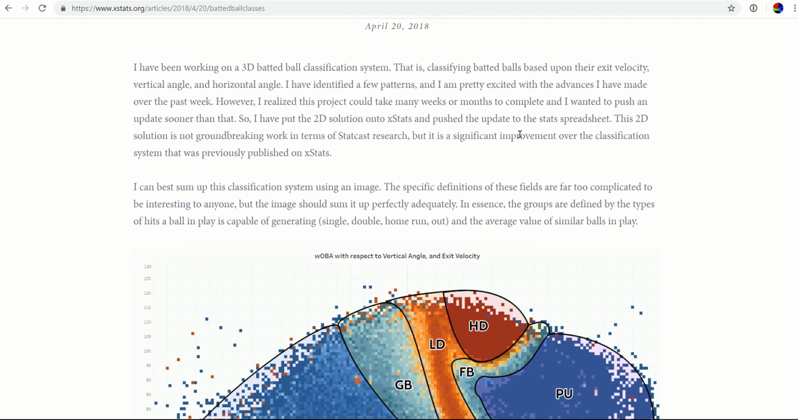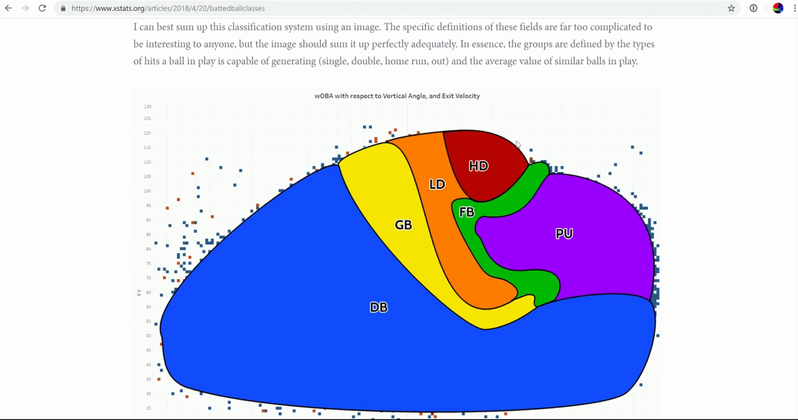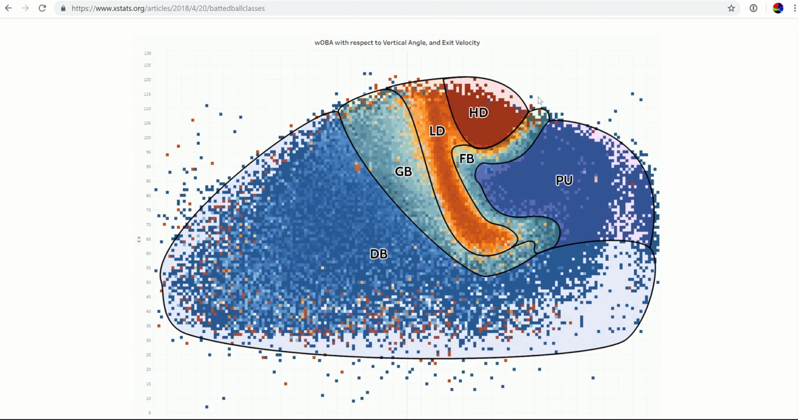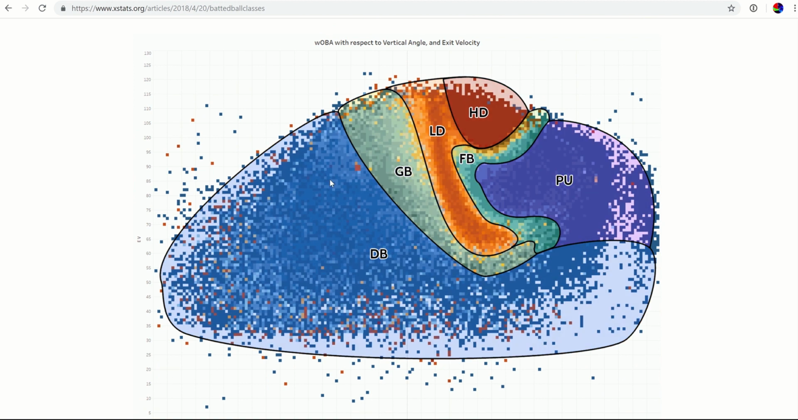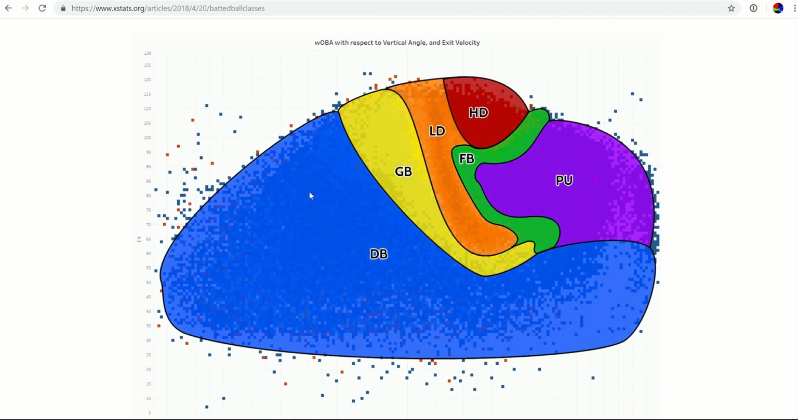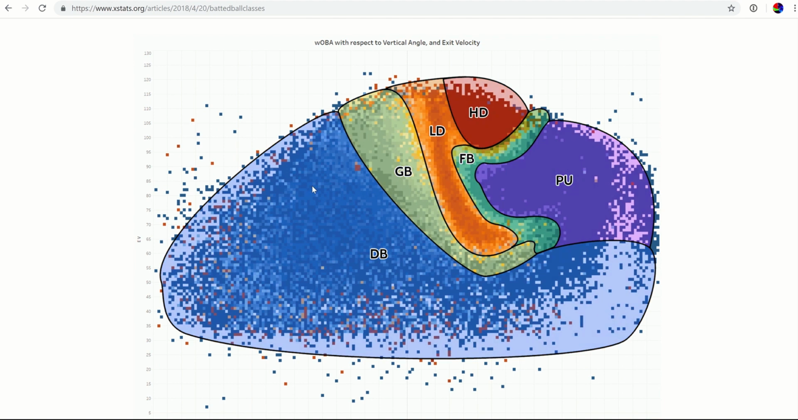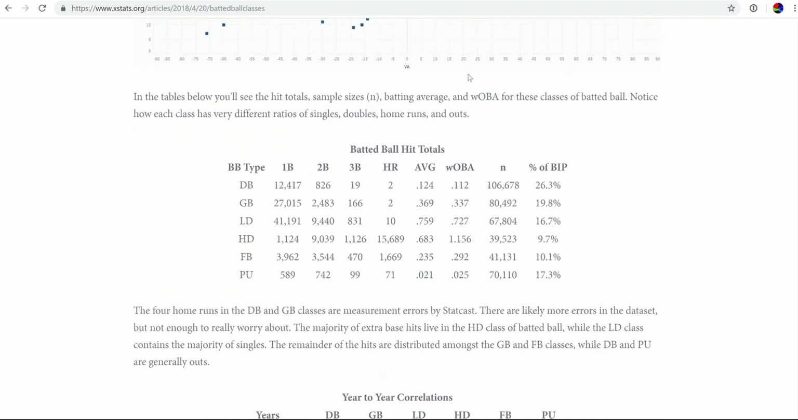And essentially, he took a look at all the different batted balls that were hit and found these 6 categories of types of batted ball and the results that accompanied them. And so when we take a look at this, what's really cool is you can see how each type of batted ball across Major League Baseball fared.